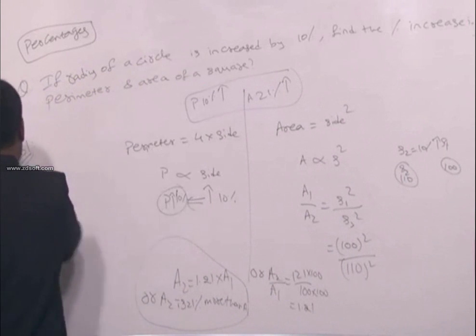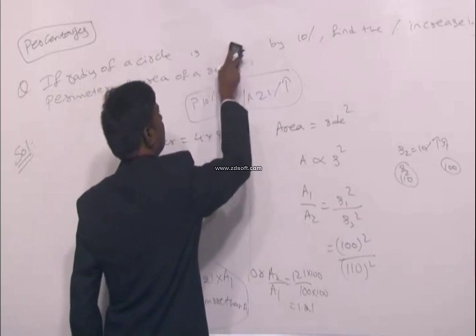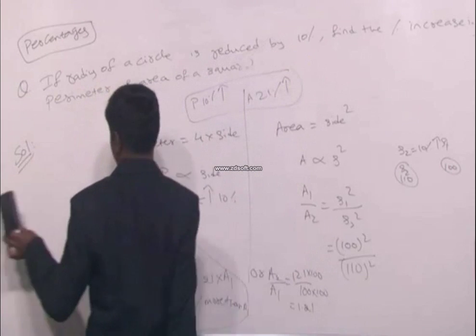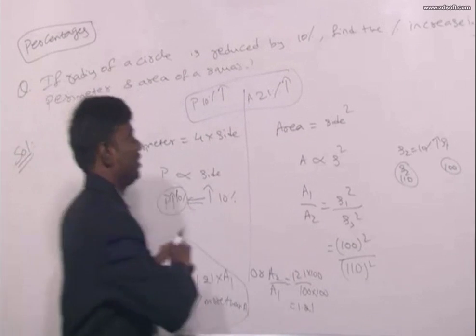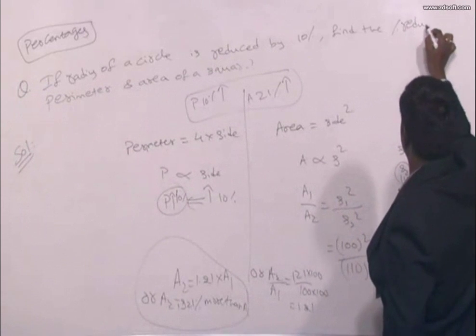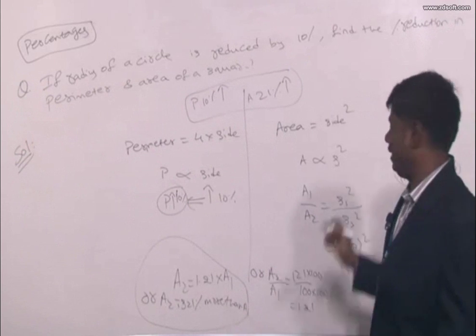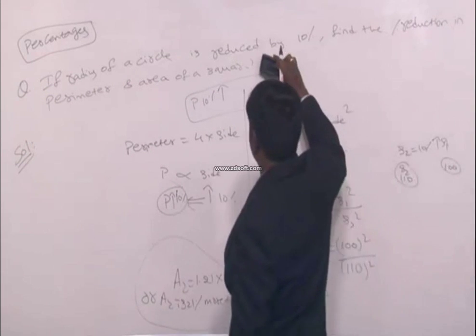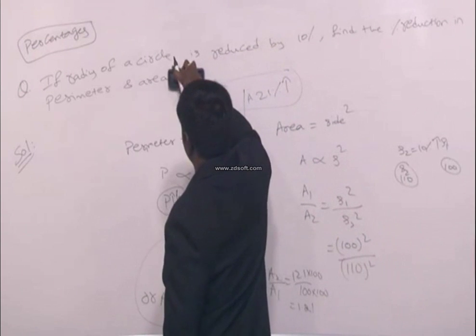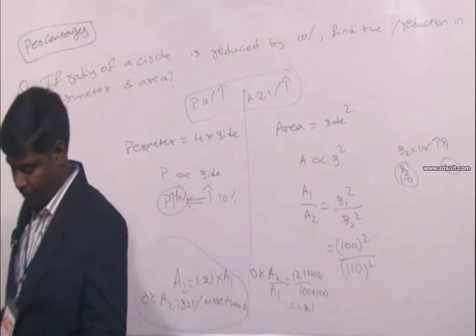If radius of a circle is reduced by 10%, find the percentage reduction in perimeter and area. Try this problem.